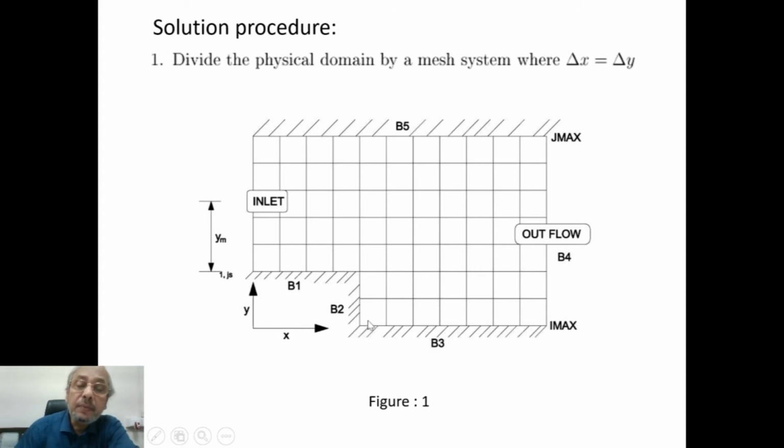So you can see B1, B2 and B3. These are parts of the bottom wall, B5 is the top wall, B4 is the outflow boundary, and the inlet boundary I have not defined with any other nomenclature, it is clearly written as inlet boundary. And again we have taken delta x equal to delta y. This is for some simplification of understanding. You can always take delta x different from delta y. Accordingly, the equations have to be modified.